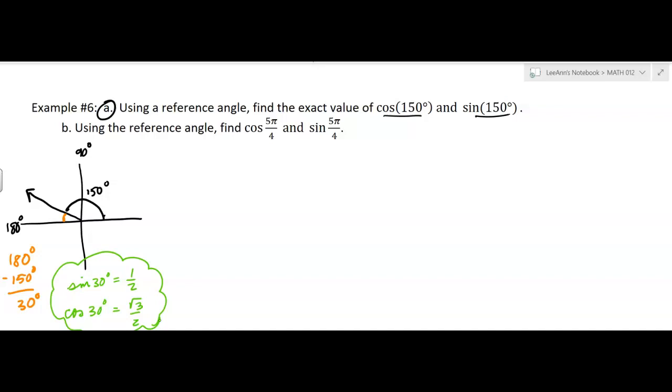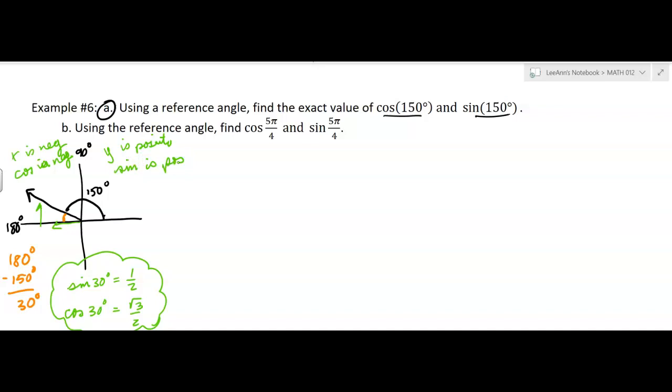Okay, now I'm in the second quadrant. So what's positive and negative? X is negative, right? That means cosine is negative. And then I have to go up, so that means y is positive, and that means sine is positive.